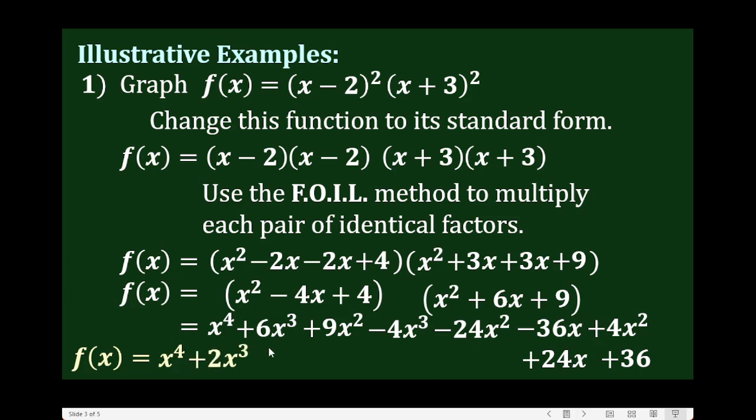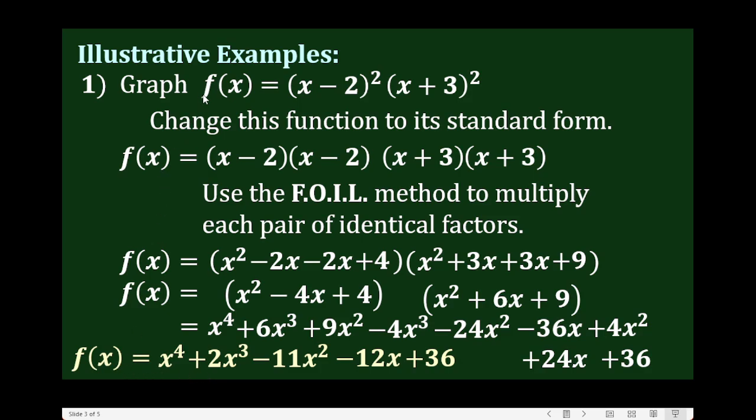So 2x cubed. And then 9x squared can be combined with 4x squared. Then their sum can be added to negative 24x squared. So the result is negative 11x squared. Then followed by those terms in terms of x. So we have negative 36x added to positive 24x. That will give you negative 12x. And then the remaining term is the constant term, so plus 36 there.